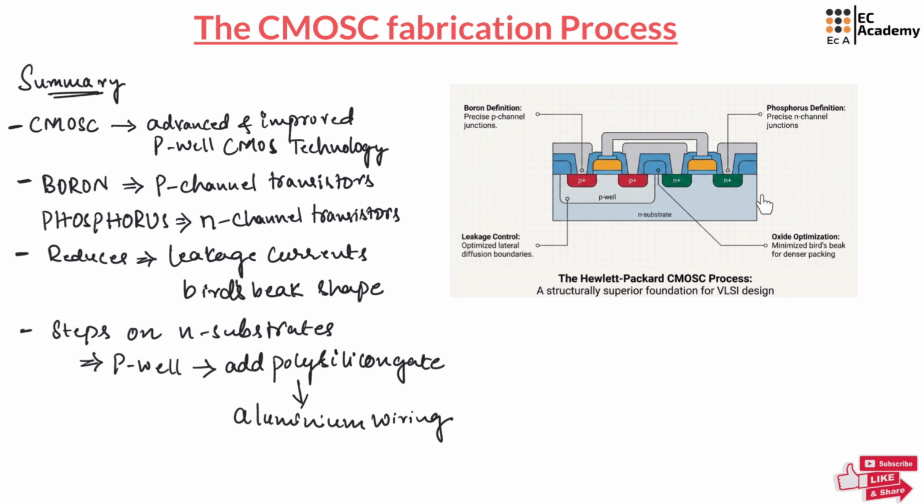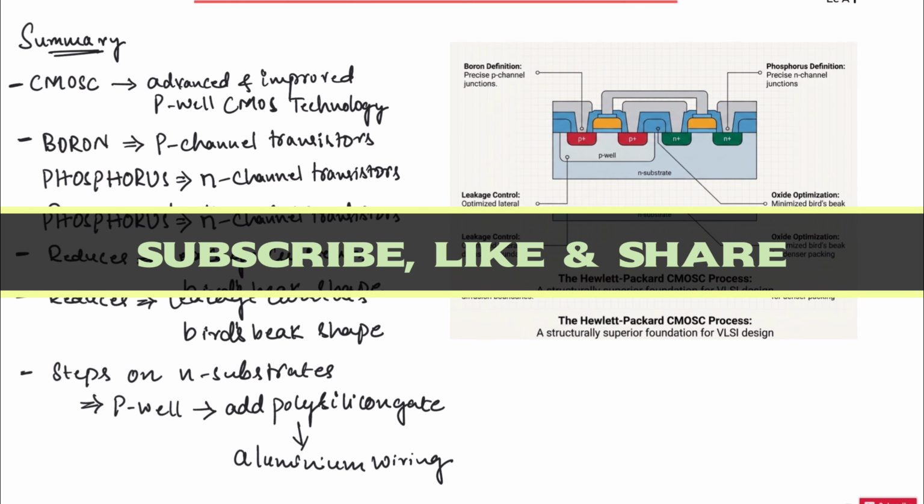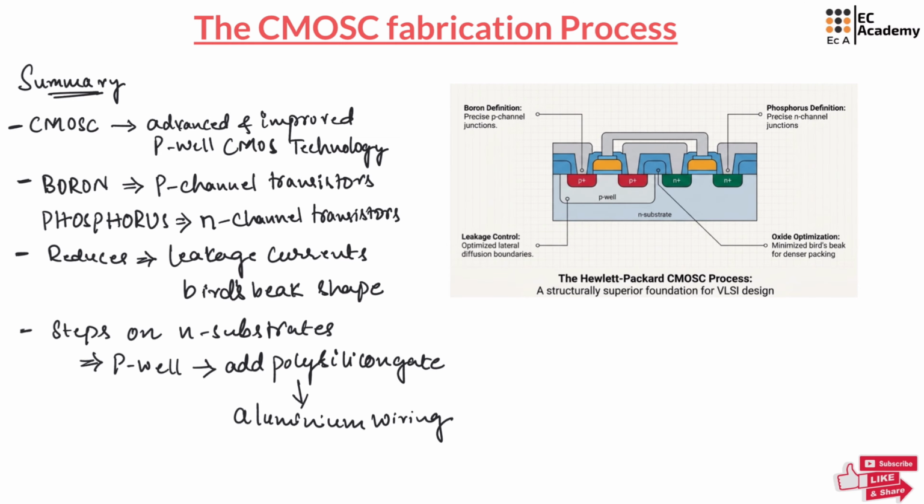So finally this is the chip designed using CMOSC process, where boron is used for P channel junctions, phosphorus is used for N channel junctions, and it will control the leakage current, and also it reduces the bird's beak. This is about CMOSC fabrication process.